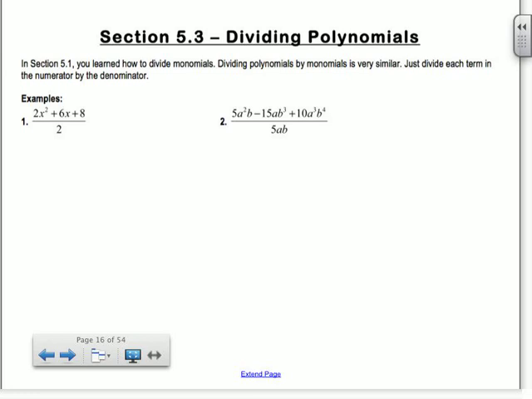Okay, so this first one, I have a polynomial divided by a monomial. When that happens, what you can think of is that this number on the bottom goes into every single thing on top. So you would rewrite as 2x squared over 2 plus 6x over 2 plus 8 over 2.